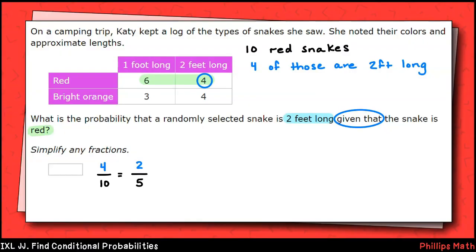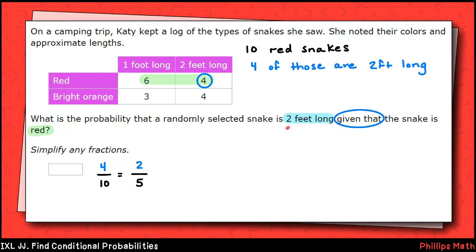Let's get started. In this first example, it asks, what is the probability that a selected snake is 2 feet long given that the snake is red? So the first thing that I'm going to do is isolate the cells that show the red snakes. I've done that by highlighting the red row green. That's 6 plus 4 or 10 snakes in total that are red.